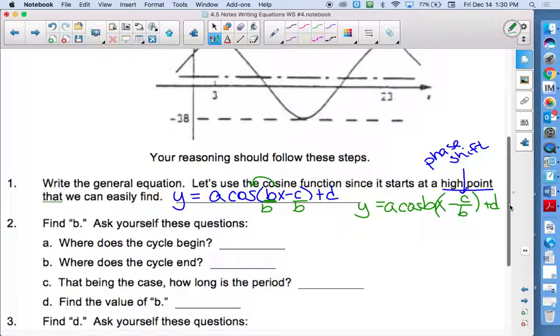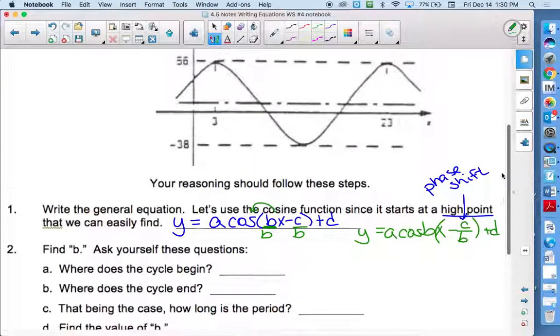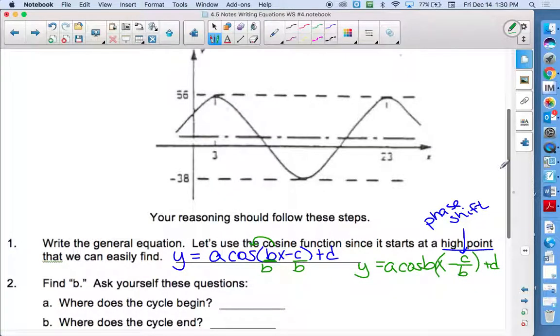In order to do that, it says where does the cycle begin? If you look at the picture above, if we're using cosine, it starts at the high point. That means our graph for cosine starts at the maximum value. The first point of cosine is usually at 0, 1. So it always starts up high at the y value of 1. Well, this one's starting at a different y value, but that's still the start of the graph. It ends after it comes down and goes back up to that highest point of the graph.